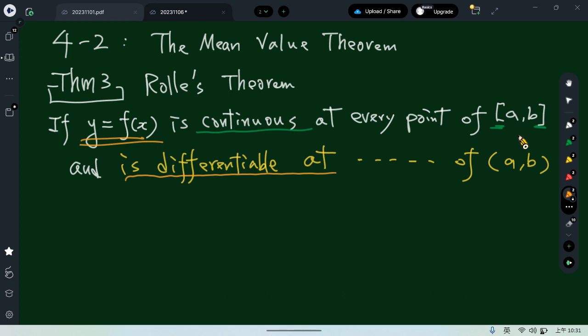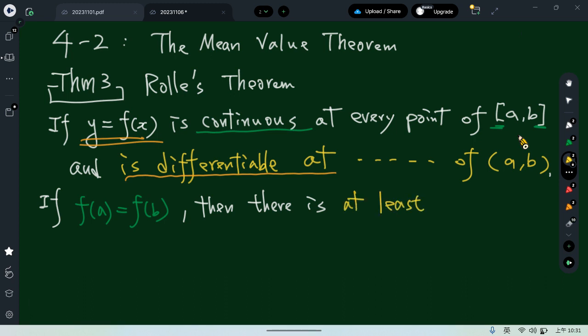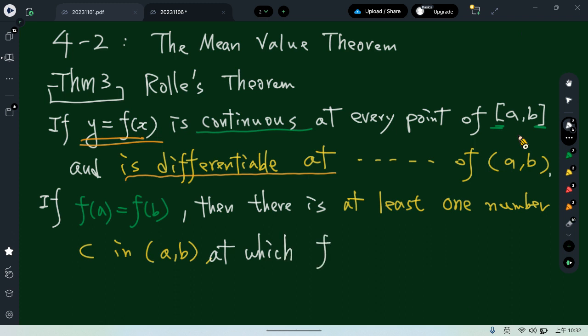Okay. So based on this situation, if f of A is equal to f of B, then there is at least one number C in AB at which the first derivative is 0.